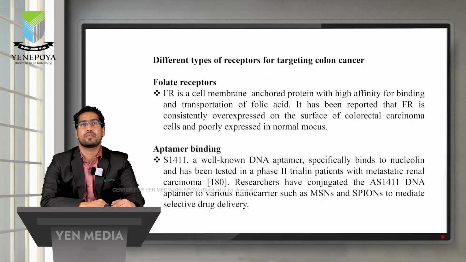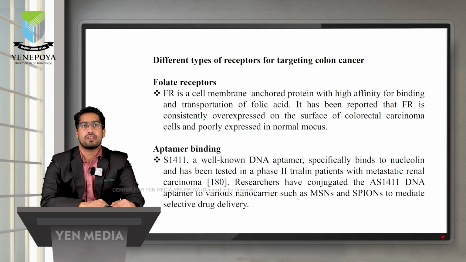So what are the different types of receptors for targeting colon cancer? Folate receptors. Folate receptors are cell membrane anchored proteins with high affinity for binding and transportation of folic acid. It has been reported that folate receptors are consistently overexpressed on the surface of colorectal carcinoma cells and poorly expressed in normal mucosa.